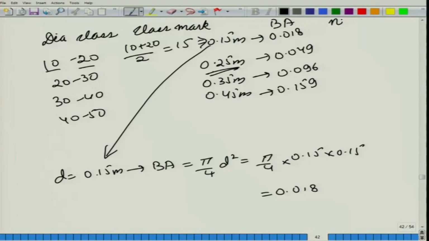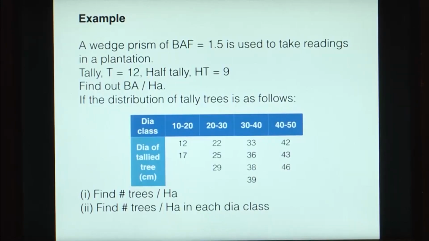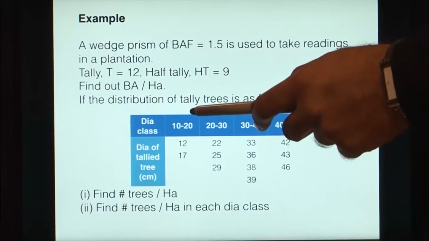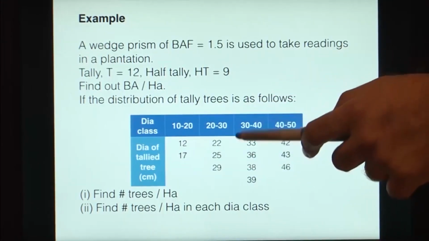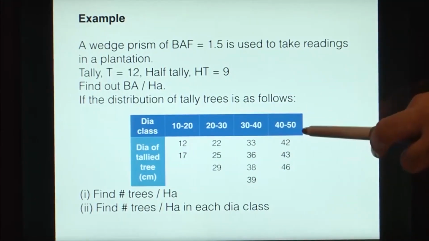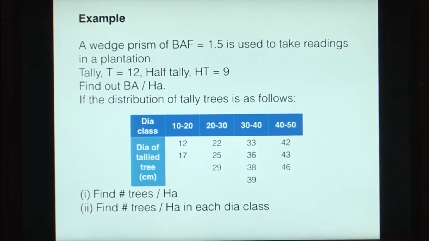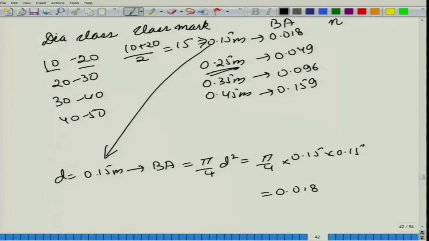Now, we are also given the number of trees in each diameter class. If we go back to our slide, here we are given that in the 10 to 20 diameter class we have 2 trees, here we have 3 trees, here we have 4 trees and here we have 3 trees. So, it is 2, 3, 4, 3. Coming back to the tablet, this will give us n of 2, 3, 4 and 3. Now, the number of trees per hectare.